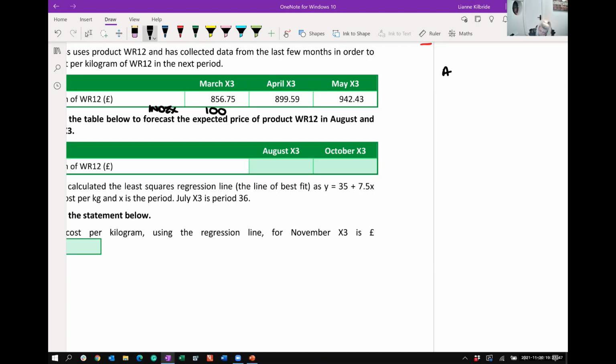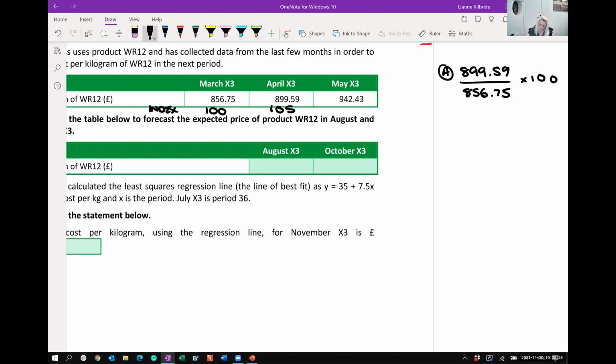To work out the index for April, you take the current cost, 899.59, and divide it by the base cost, 856.75, then multiply by the base of 100, and that should give you an index of 105. So we can see there's been a 5% increase. I wouldn't rely on using the 42.84 each time, because it might not do that as you get further up into your indexing.